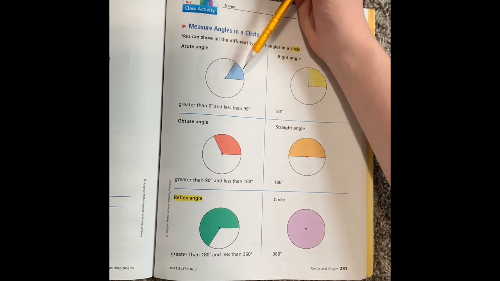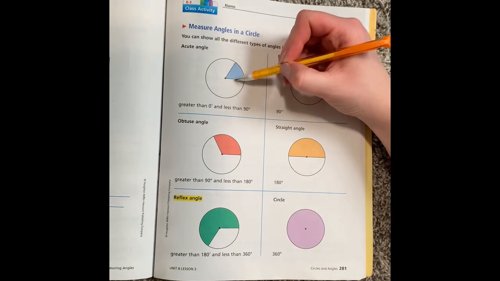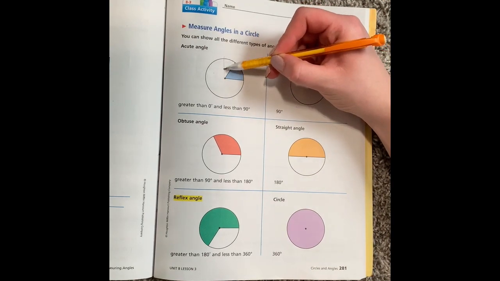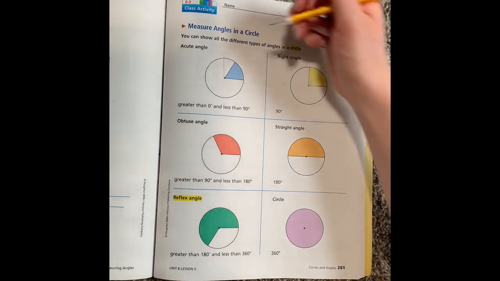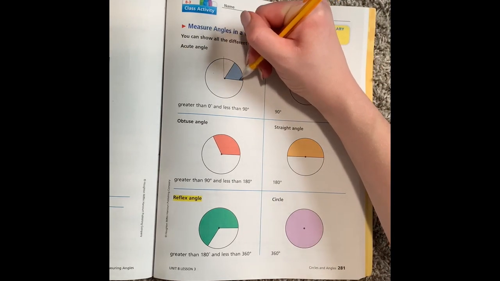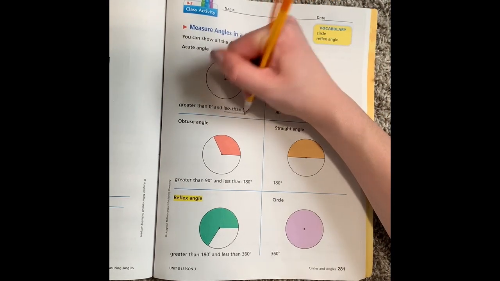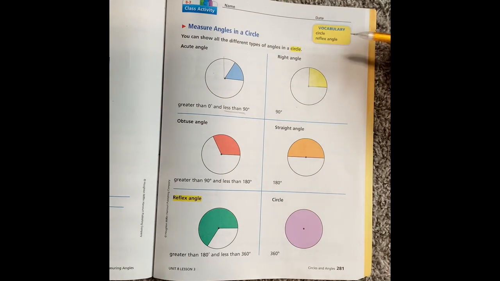So this is an acute angle. It's greater than 0 and it's less than 90 degrees. So any angle that falls in here, that falls in less than 90 degrees, is going to be acute.